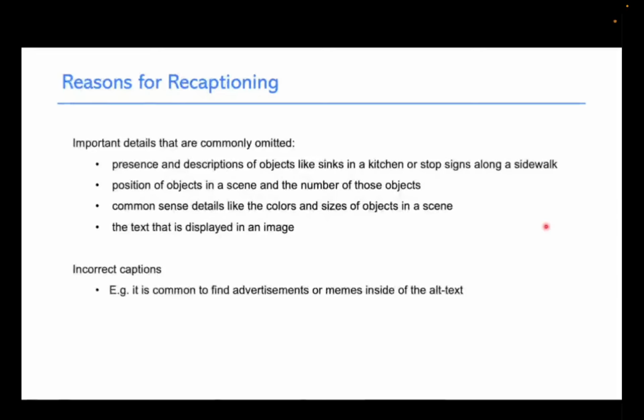For a human being, the color of a desk and what the desk looks like makes sense to them, so they don't need to explain. But models do not have this kind of common sense knowledge. So that could be a problem for the model in understanding the world. And there are also some incorrect captions. For example, it's common to find advertisements and memes inside of the alt text. So we want to recaption the captions of the images.